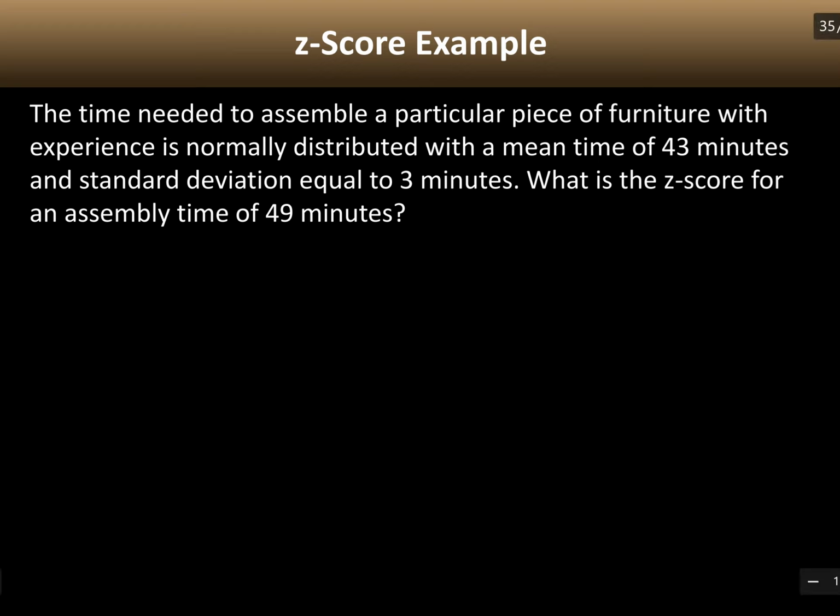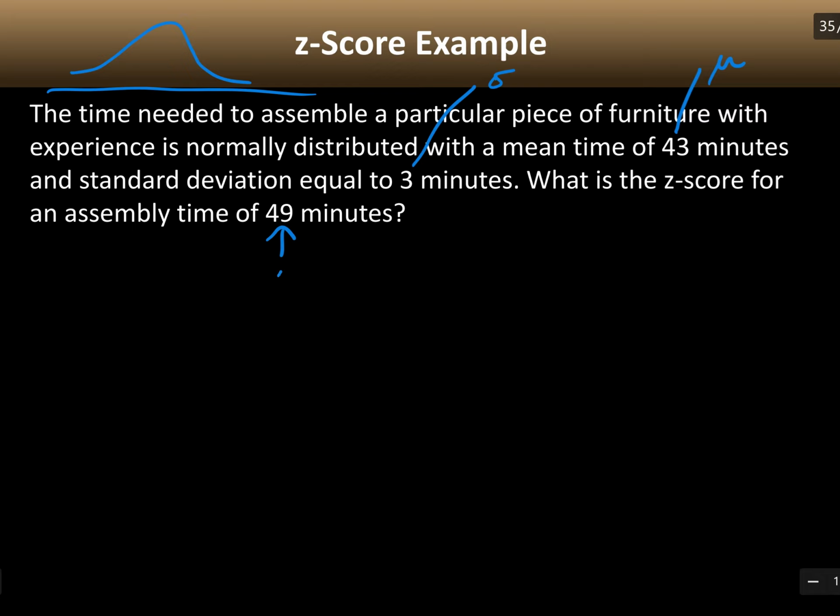Picking up with the Z-score example. So the time needed to assemble a particular piece of furniture with experience is normally distributed. So as soon as you hear that, you want to think of that bell-shaped curve with a mean of 43 minutes, that would be mean mu, and a standard deviation equal to 3 minutes, that would be sigma. What is the Z-score for an assembly time of 49 minutes?